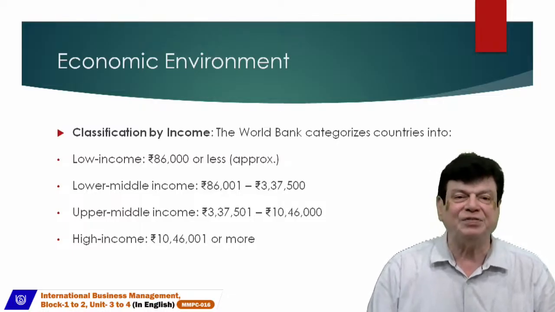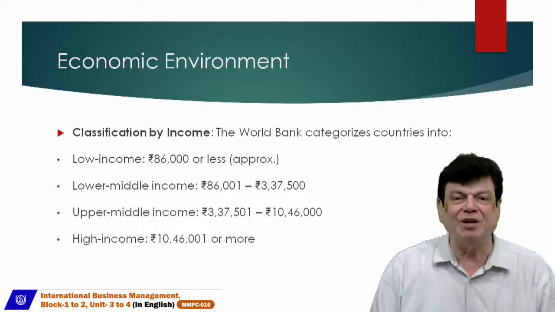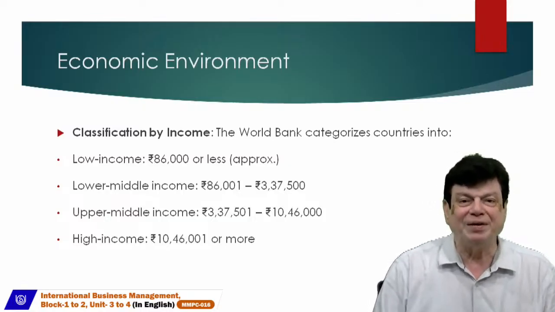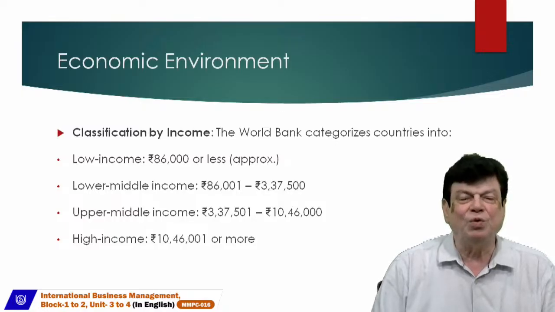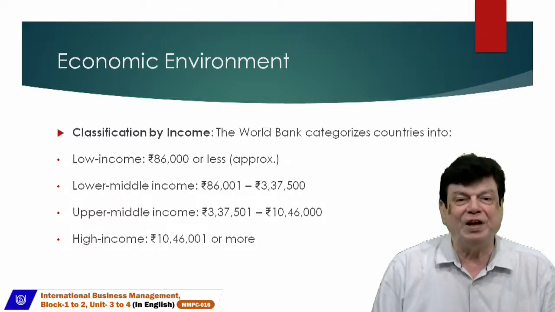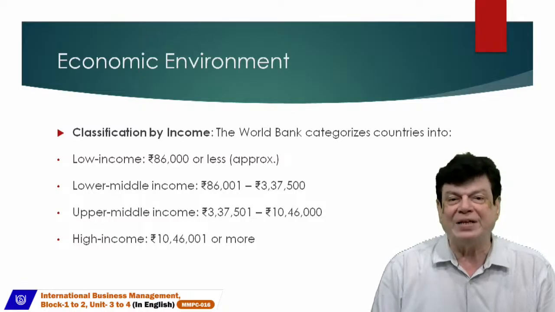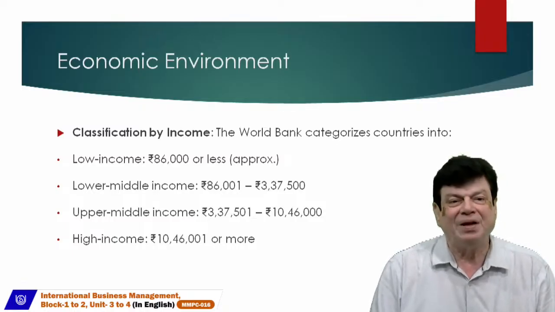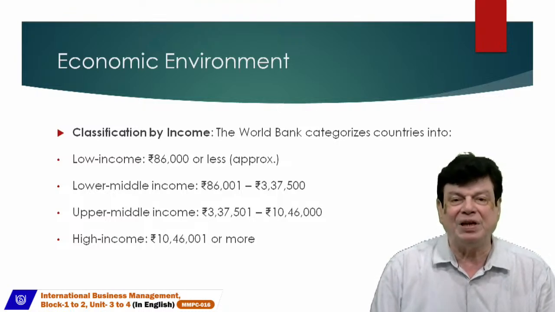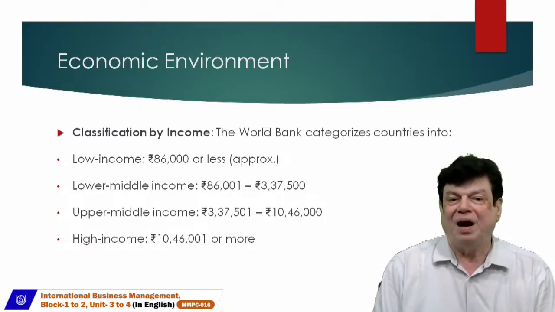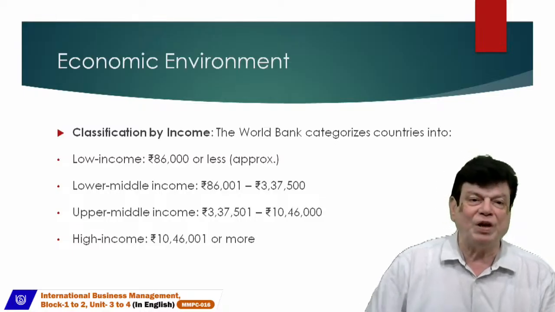So, classification by income is done by the World Bank. It categorizes countries into low income, rupees 86,000 or less approximately, lower middle income, 86,001 to 3,37,500, upper middle income, 3,37,501 to 10,46,000, and high income, 10,46,001 or more.